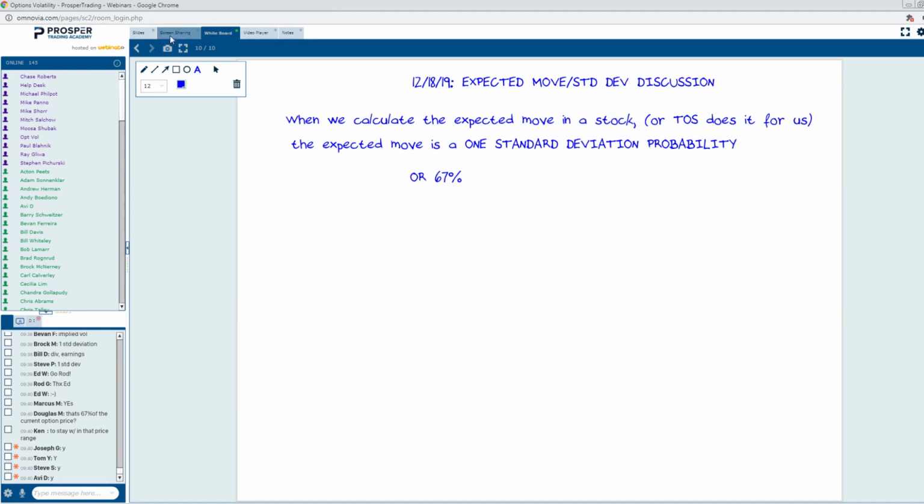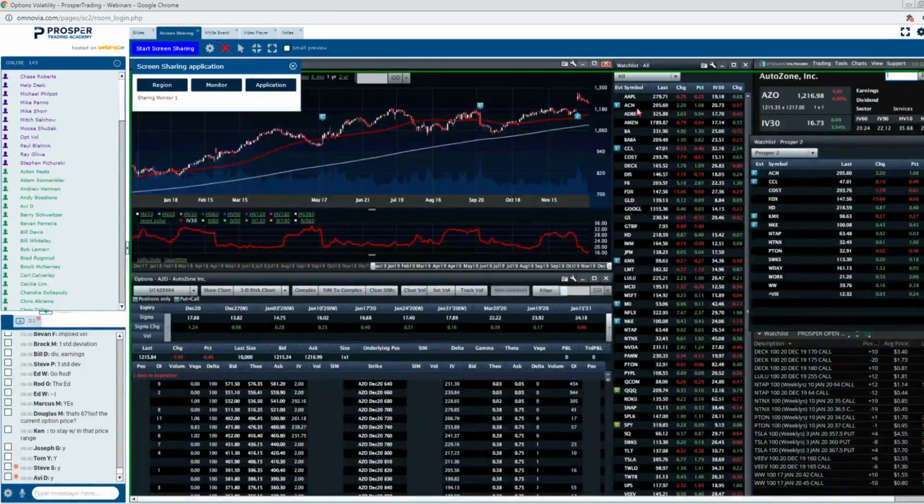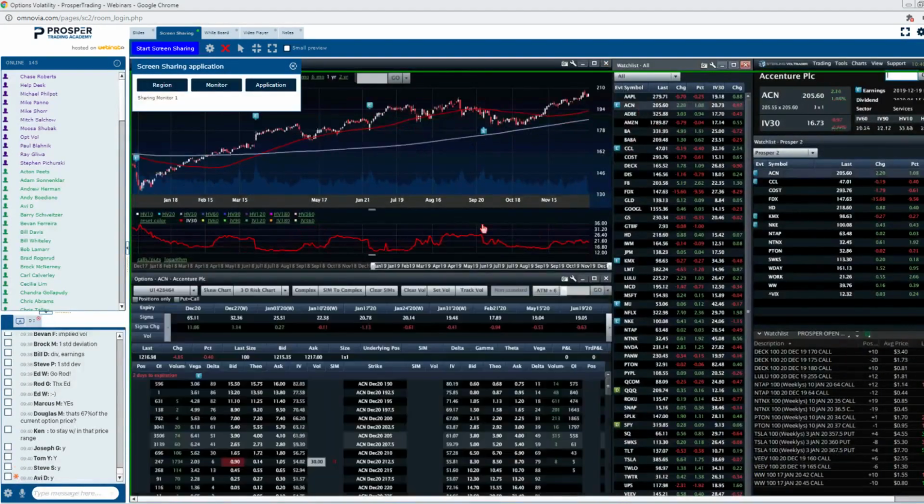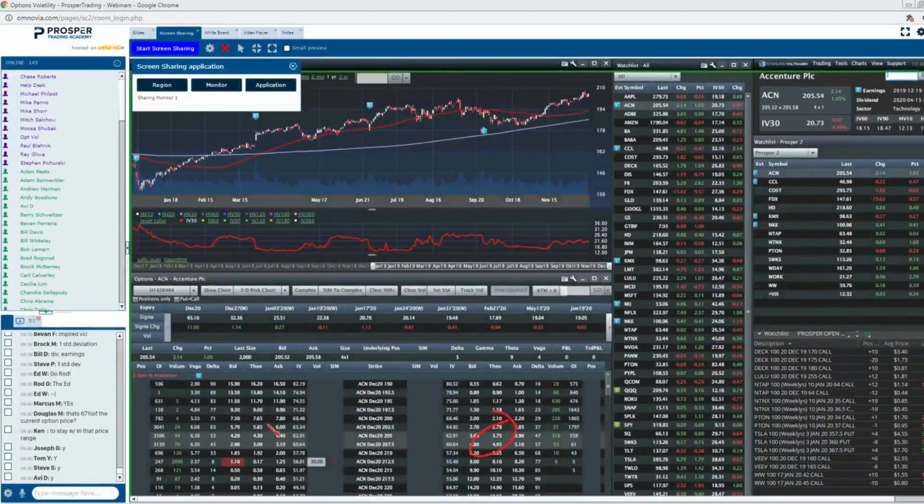So for instance, let's look at ACN right now, since we're trading ACN. Stock is 205 and change. The expected move is about $8. If I look at the straddle right now, the expected move is about $8. When we were looking at this earlier, the stock was trading about 204 when we put our signal out there.